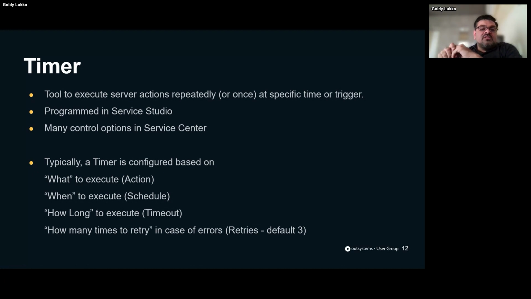So how do you typically configure a timer? Any timer would want to execute a certain procedure or action. So what is it that you want to execute, when you want to execute, and how long you want to allow that execution to continue without stopping. Now this is also important. We'll talk a little later about why it is important, and how many times you want to retry in case there is an error. In OutSystems, though the default is 3, you can change the retry number as well.